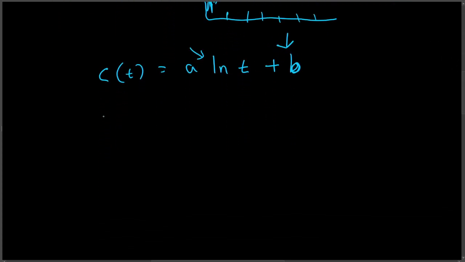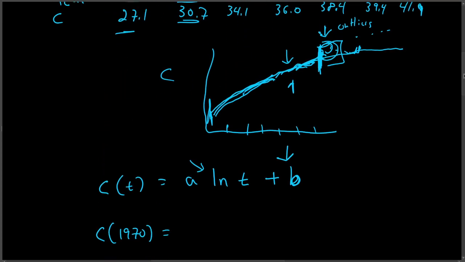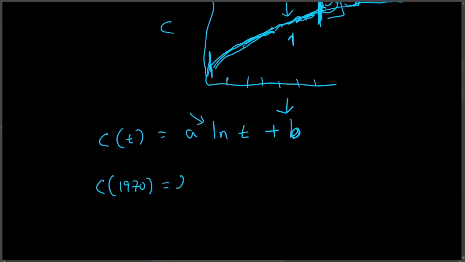So what I did was I said, okay, I'm going to take the starting year, and I know that in 1970 my consumption is 27.1, so this equals 27.1, and I'm going to have some a coefficient and the natural log of 1970 plus b.